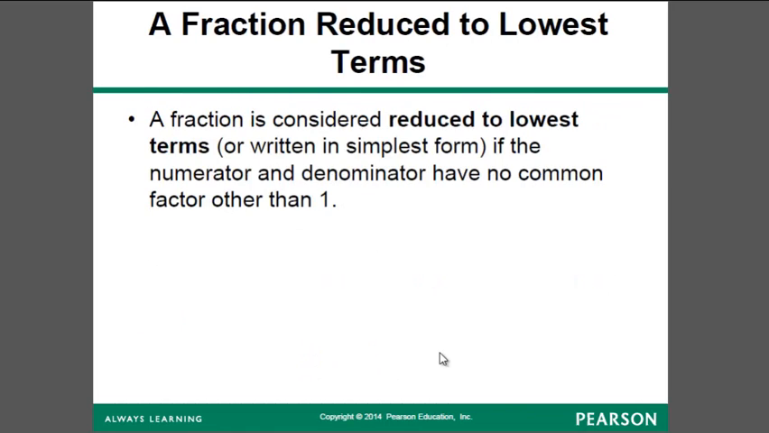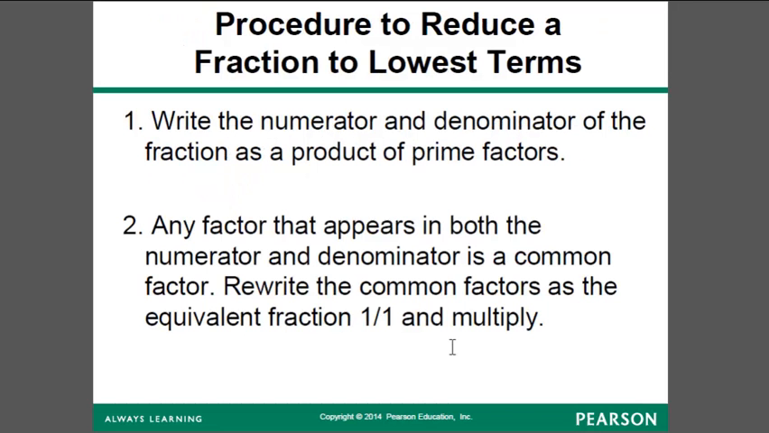When we want to reduce a fraction to lowest terms, what we're doing is essentially the very opposite. We want to find what factors go into both the numerator and denominator, other than 1, and reduce the fraction by that. How we do that is we write the numerator and denominator of the fraction as a product of its prime factors. Any factor that appears in both the numerator and denominator is a common factor, and we write the common factors as the equivalent fraction 1/1, and then we multiply back together.